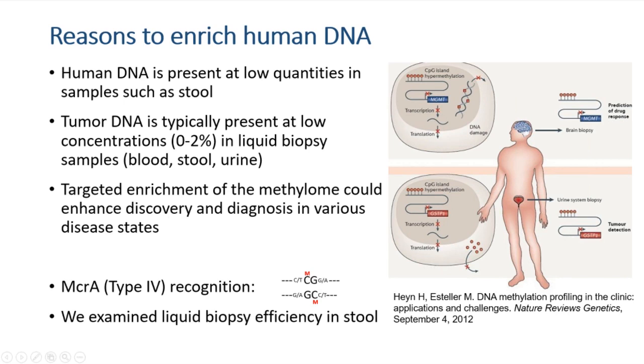So for the following experiments, we're not using DpnI, but we're using a type 4 enzyme, McrA, that recognizes the following motif: a CG motif where methylation occurs at the C, 5-methyl-C. So, standard human methylation pattern. And there's a slight preference for pyrimidine, cytosine and thymine, on the front end and purines on the back end. And I'll show you some examples that we looked at to examine liquid biopsy's efficiency in the presence of stool.